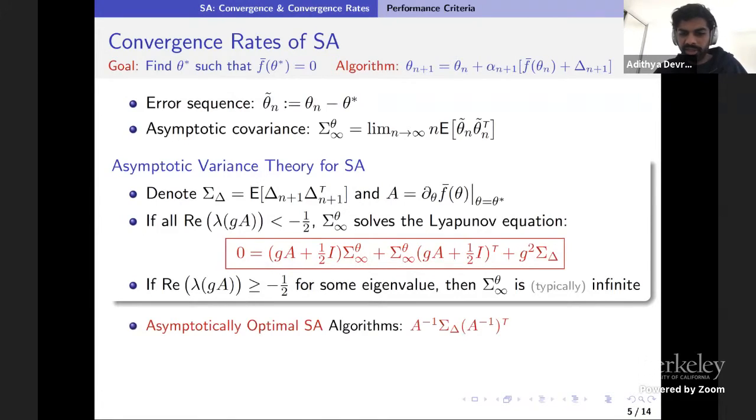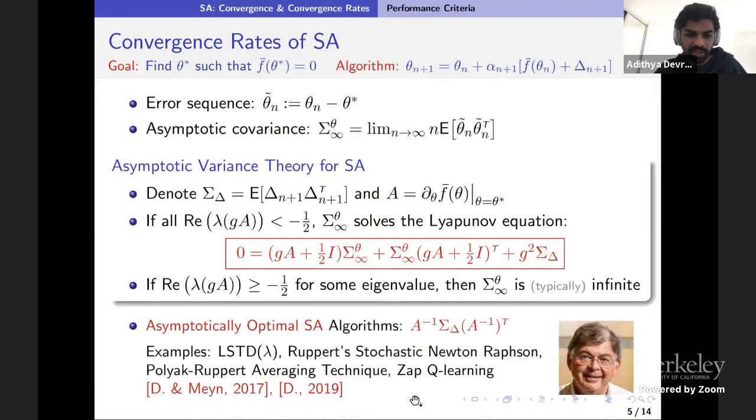And all the asymptotically optimal stochastic approximation algorithms achieve an asymptotic covariance of A inverse Sigma_Δ A inverse transpose. Some of the examples here are the LSTD(λ) algorithm, Ruppert's stochastic Newton-Raphson, all these averaging techniques, Zap Q-learning, momentum, etc. And this is a picture of Ruppert, I think, who is responsible for at least two of the algorithms here.